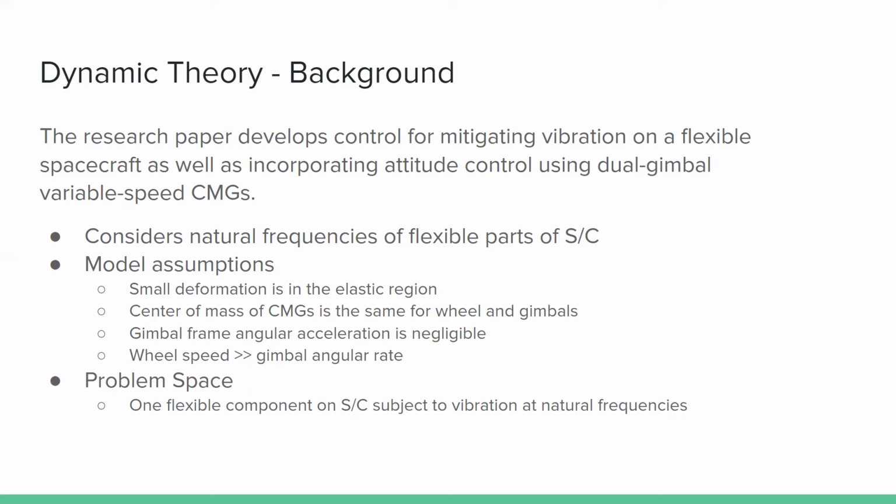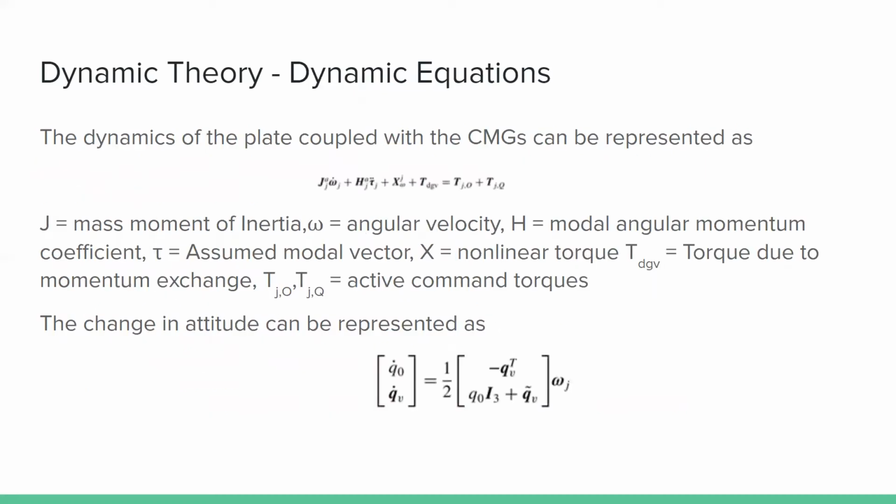In this problem space, we will be analyzing one flexible component on a spacecraft that is subject to vibration at natural frequencies. The dynamics of the plate coupled with the CMGs can be represented with the equation below, and this pretty much represents the movement of an element of mass translationally and rotationally within the plate.